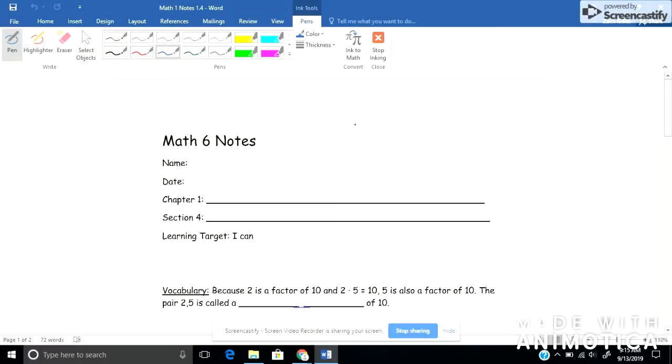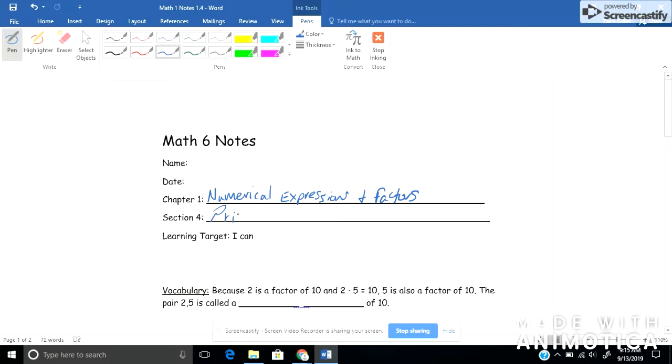All right, welcome sixth graders to lesson 4. Let's start by putting in the chapter title. Again, it's numerical expressions and factors. And the section 4 title then is prime factorization.